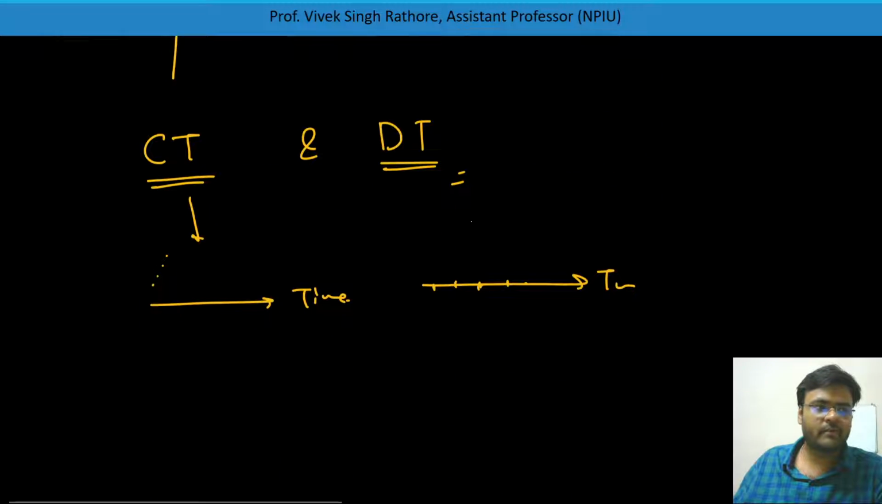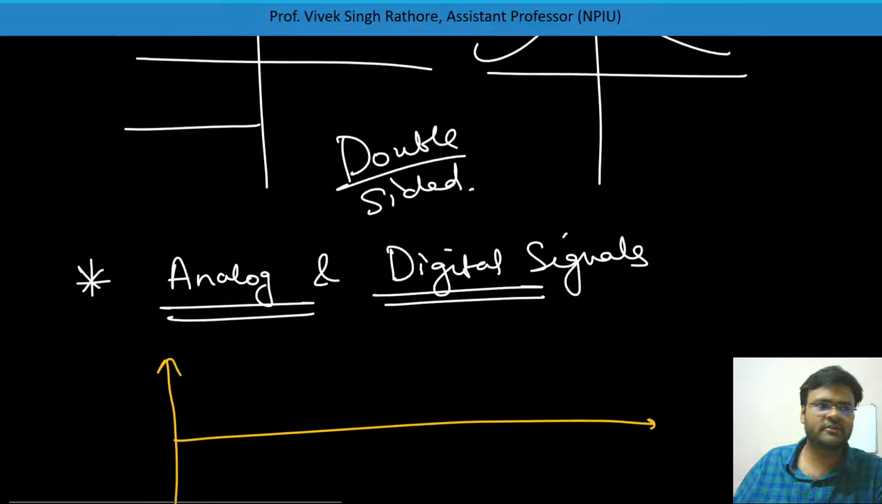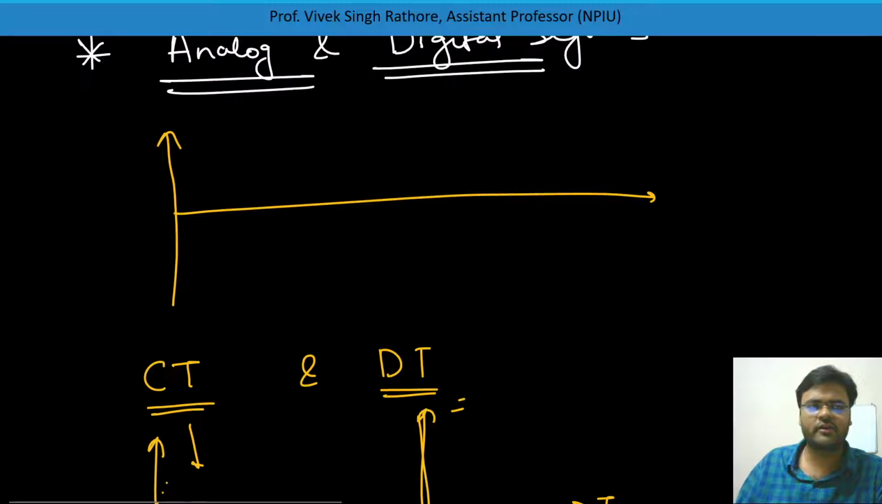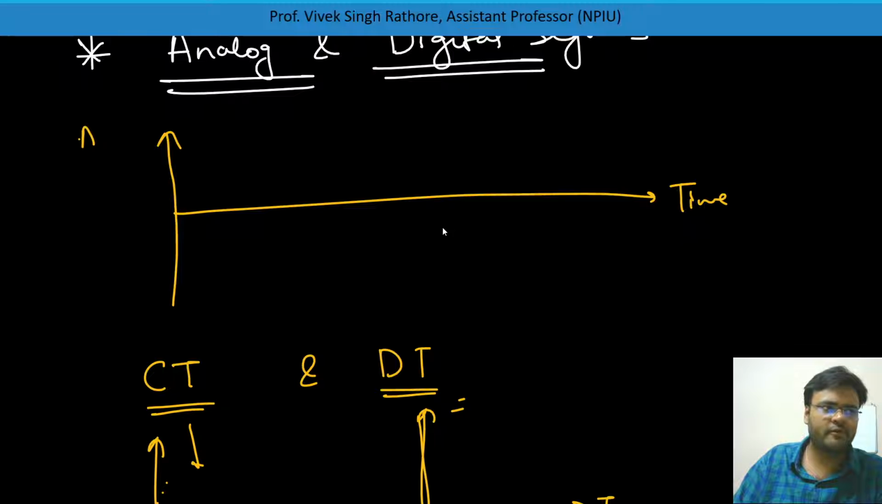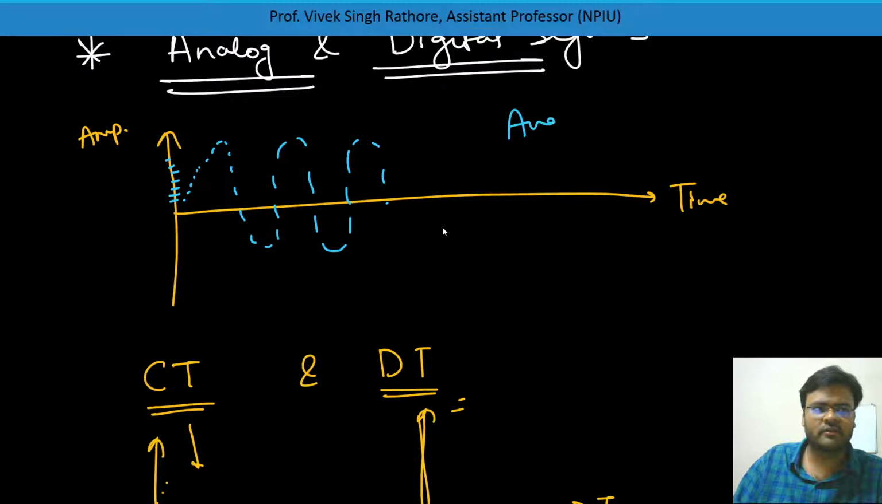Now, earlier we used to talk about the x-axis only, the time axis only. We haven't talked about the amplitude axis. So now we will talk about the amplitude axis, and there we will classify analog and digital signals. So see, this is the time axis and this is your amplitude axis. If any signal is defined for every amplitude, any amplitude with any values, then it is called an analog signal. Simple.